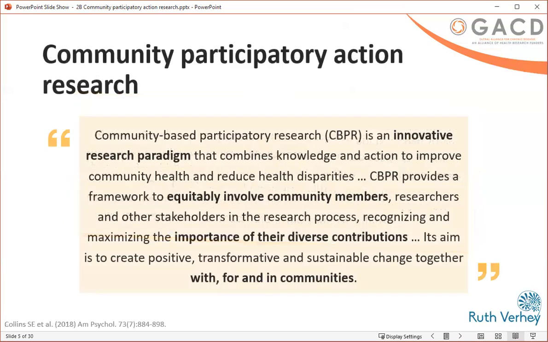Community participatory action research is an innovative research paradigm, and we want to combine knowledge and action to improve community health and obviously reduce health disparity. So we want to increase health equity. And therefore we want to involve community members, right? We cannot come somewhere and pretend we have the solutions to problems that we haven't even identified because we don't live them. We don't live in this community, right? So the interesting thing here is how can we elicit the diverse contributions from the community to understand? And obviously it is with, for, and in the communities.